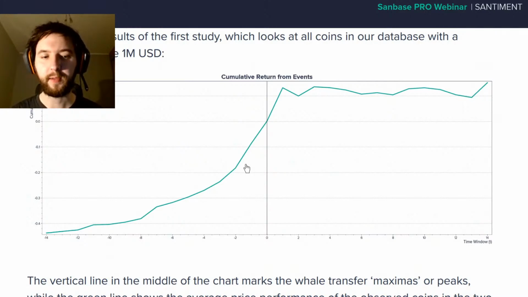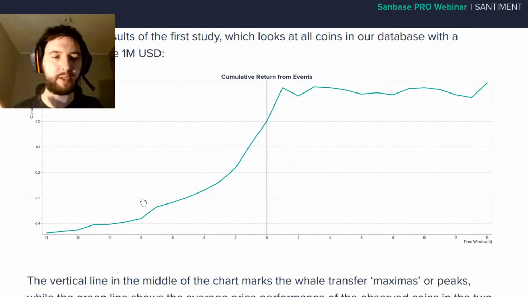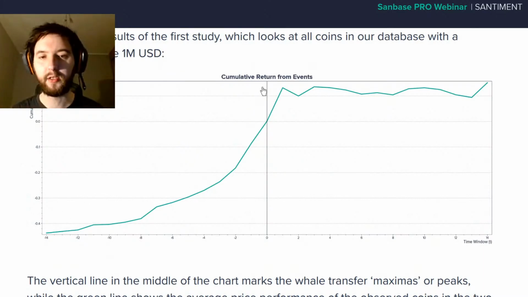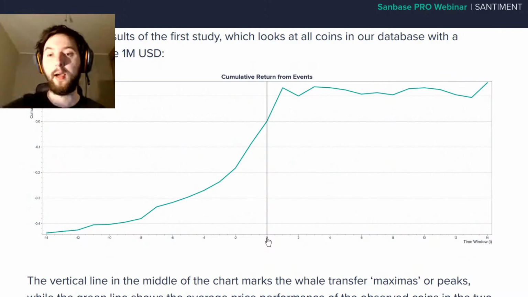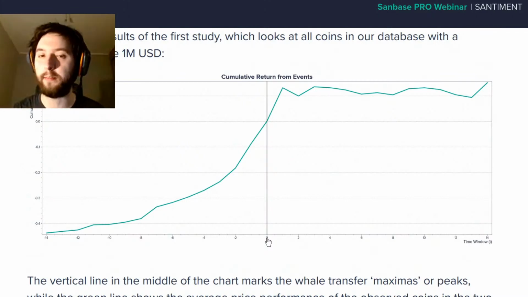So as you can see, there seems to be a stable but very strong uptick in the average price of these coins in the days before the local maxima or the big spike in whale transfers, suggesting that as the price begins to rally, more and more large addresses are starting to become active and take profits and dump some of their holdings, liquidate their exposure, and mitigate a little bit of risk, right?